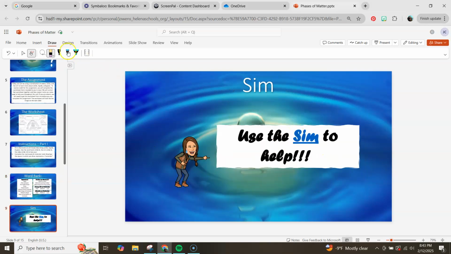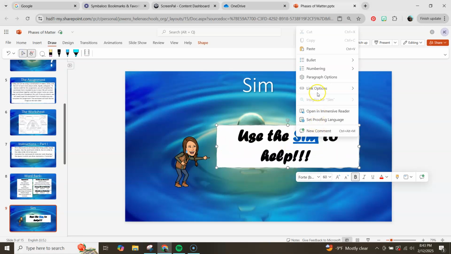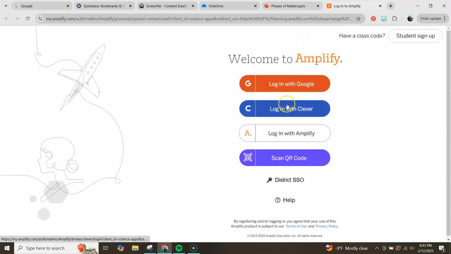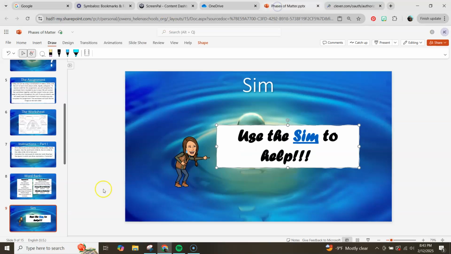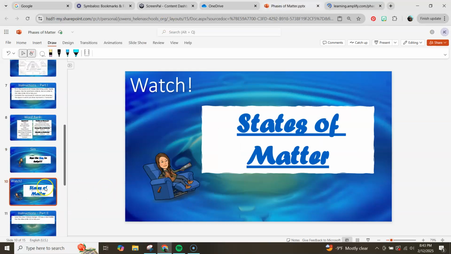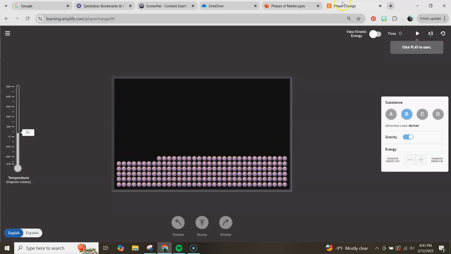Slide 9, you have the link to the sim, which I'll open up and show you right now. Okay, so this is going to give us an opportunity to explore what solids, liquids, and gases are going to look like as far as the molecules in those solids, liquids, and gases. And then finally on the next slide, you'll have a little video that goes through the states of matter. So this is a really helpful video as well. In fact, it might be best to start with that.